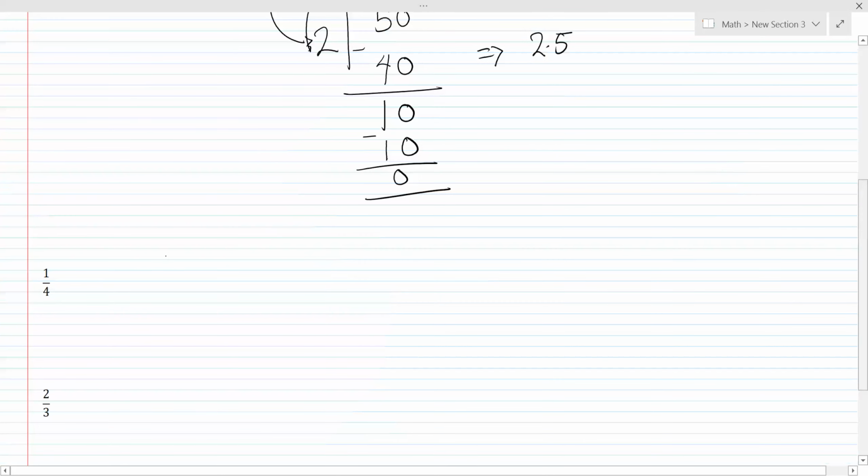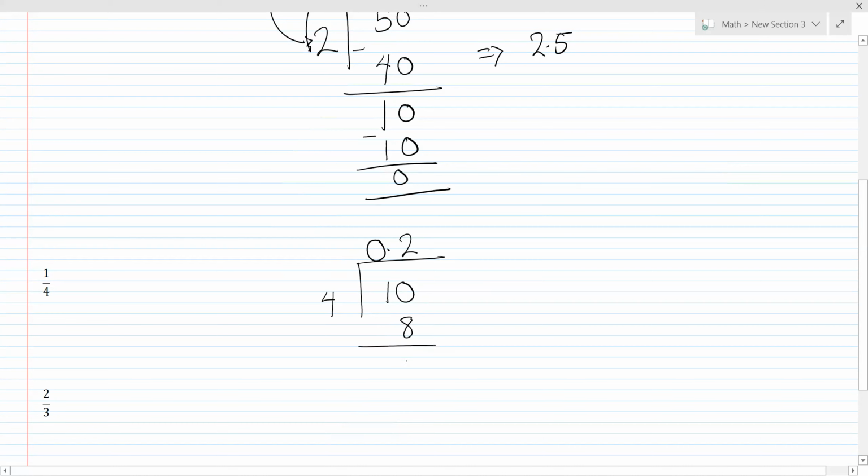Now, let's try 1 over 4. Now, can 4 go into 1? No, because 1 is less than 4. We put a 0 point. We'll add another 0. Can 4 go into 10? Yes, 2 times with the remainder of 2. So what is 2 times 4? 2 times 4 is 8.